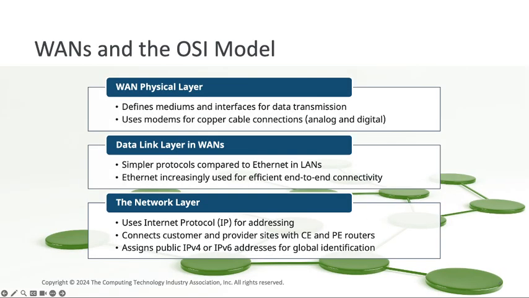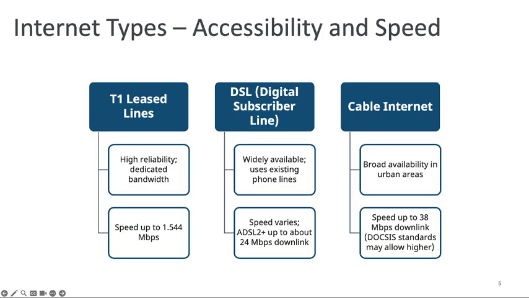And we also have data link layers in the WAN technology, which pretty much has simpler protocols than Ethernet in LANs, but it's increasingly used for more efficient end-to-end communication. At the network layer, we use the IP protocol, and we connect customer and provider sites via customer edge routers and provider edge routers.